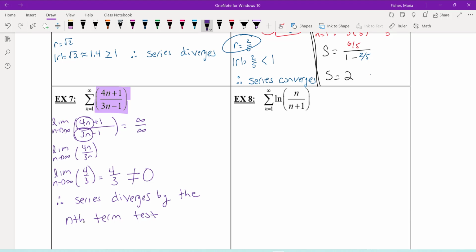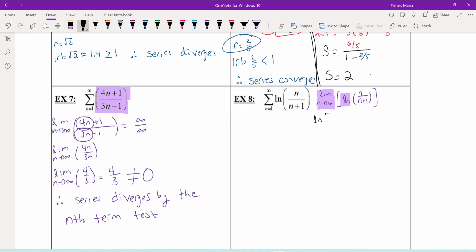Finally, number 8, the sum from n equal 1 to infinity of the natural log of n over n plus 1. I don't see a minus sign, so I don't think telescoping. It's not geometric, so let's try that nth term test again. Well, what happens if I take the limit as n goes to infinity of the natural log of n over n plus 1? Well, the limit of the natural log is the same as the natural log of the limit.